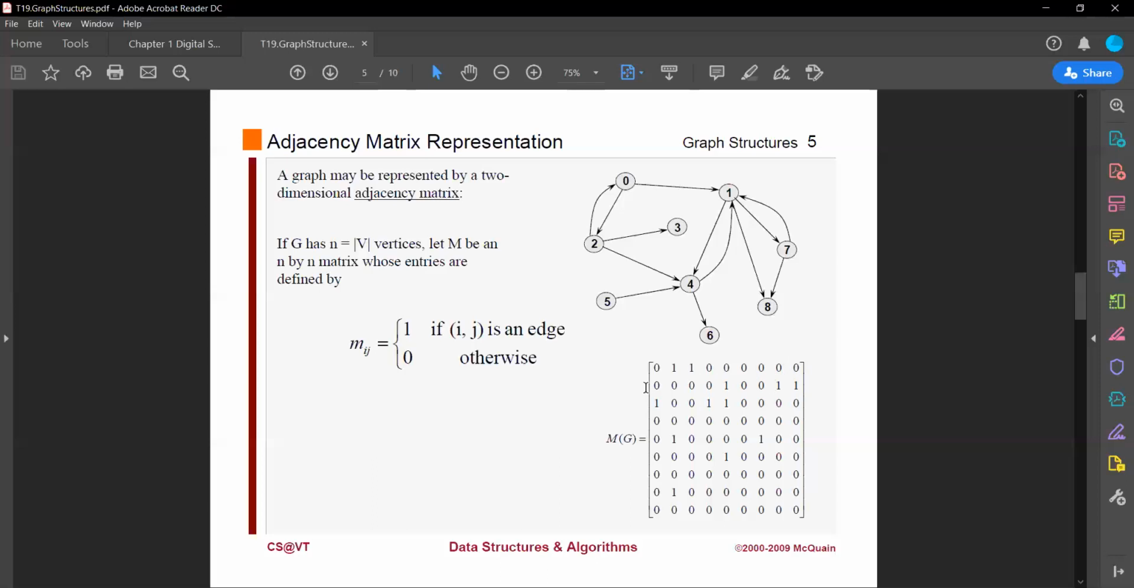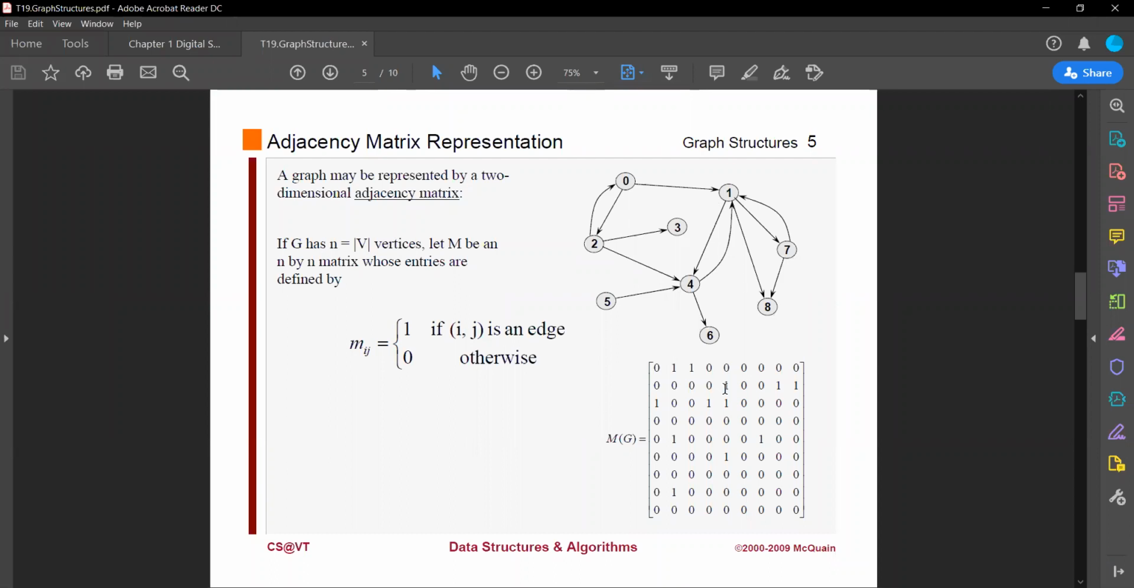So in case of 1, is there any edge from 1 to 0? No, there is no edge from 1 to 0. That's why this is 0. Is there any directed edge from 1 to 1? No. That's why this is 0 here. Is there any edge from 1 to 2? We see that there are no direct edges, that's why 0 here. Is there any directed edge from 1 to 3? No, that's why we put 0 here. Is there any edge from 1 to 4? We see that there is an edge from 1 to 4. That's why you put 1 here.